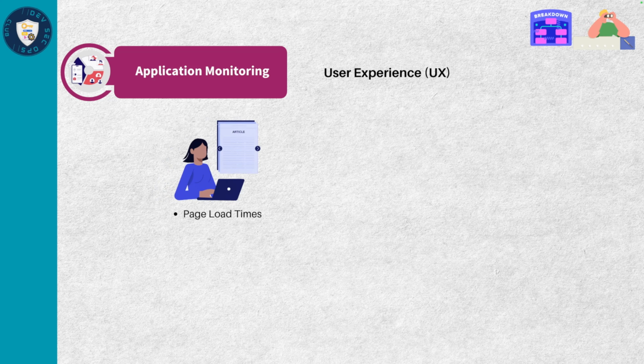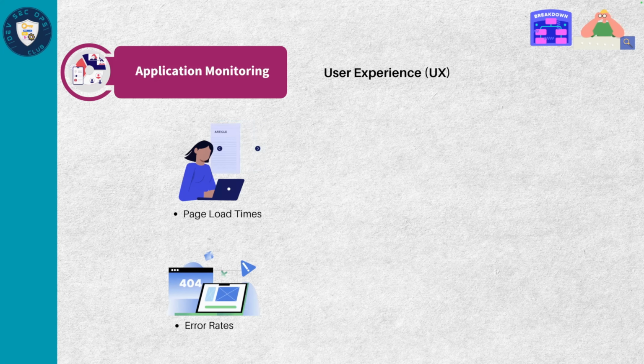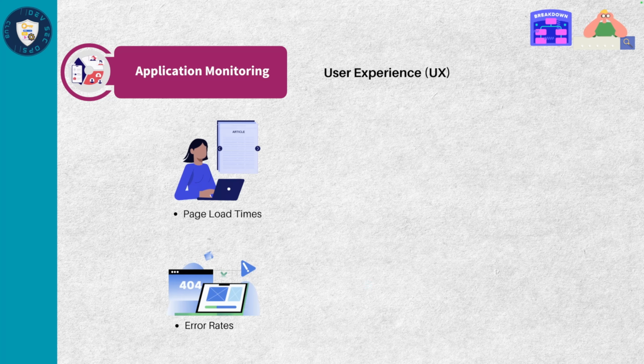Previously, we were talking about the entire application load time, but here we are specifically talking about the page load time, which optimizes speed to ensure the user doesn't experience any delay. Next, we have error rates that track frequent issues like broken links or failed processes, like when you get a 404 or something like that. Okay, that is error rates.